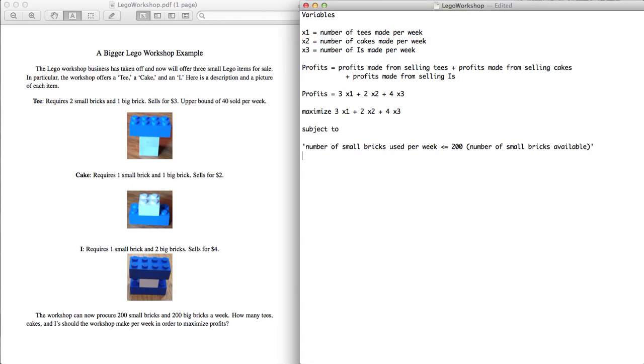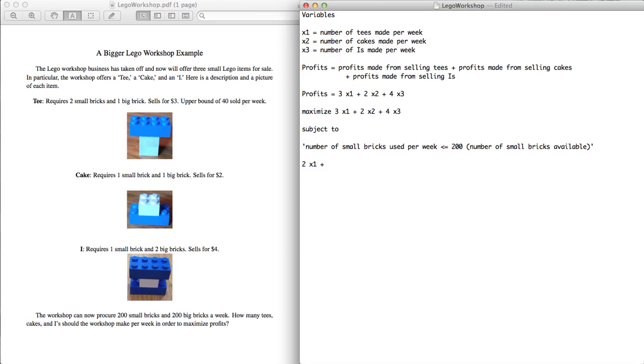If we look at this, we can break down the number of small bricks used per week by the number of small bricks used per week for teas plus the number used for cakes plus the number used for eyes. We won't write that specifically out in English, but that's what we're essentially going to do with our constraints. Each tea requires 2 small bricks. So we have 2x1. That gives us the number of small bricks used per week in terms of building teas.